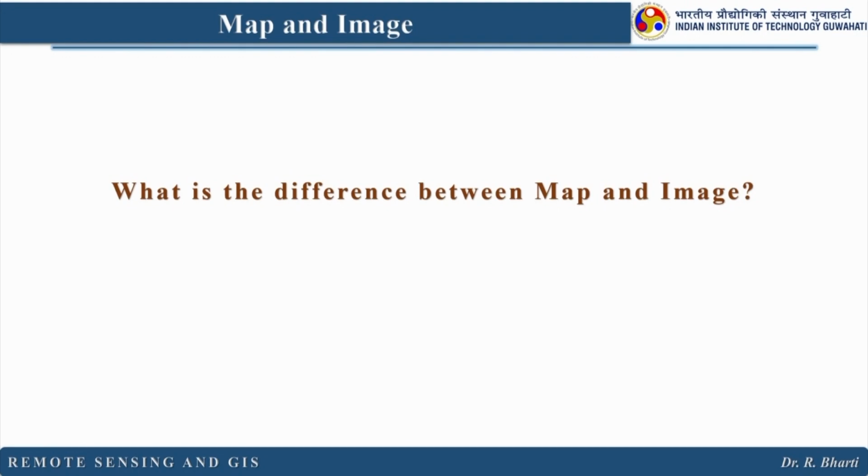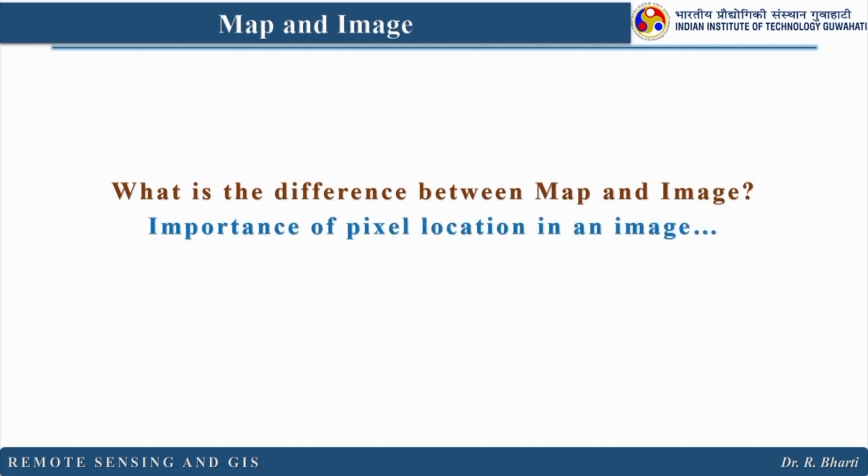So this is the second lecture on error identification and correction, and in this lecture we will see more about geometric correction and the geometric error. So what do you understand by a map or an image? We need to understand that very carefully before we start the geometric error. And what is the importance of pixel location in an image?